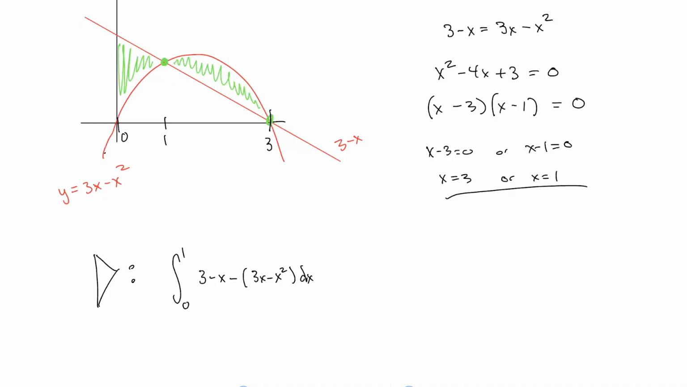All right. And now this, we just have to simplify the inside a little bit and then do the integral. So simplifying the inside, 3 minus, let's distribute the minus sign first. 3 minus x minus 3x plus x squared.